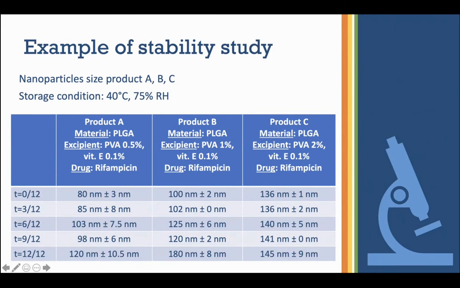Afterwards, you can also evaluate the chemical stability of the rifampicin, or the drug. And when you have the data for the chemical stability or the content of the drug, you can also conduct statistical analysis, from which you would know whether the drug remains stable during the storage.